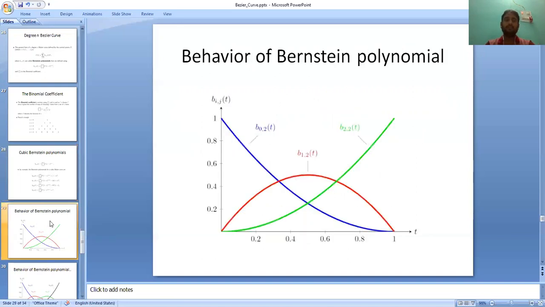So the behavior of Bernstein polynomial is given as like this. This is nothing but the first term of the Bernstein polynomial. This is the second term of the Bernstein polynomial, and this is the third term of the Bernstein polynomial. And this is nothing but the graph on two axes. First one is t, which can vary from 0 to 1, and this is Bij.